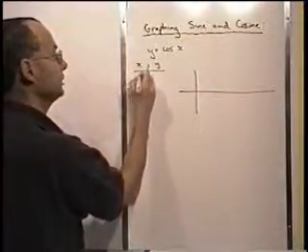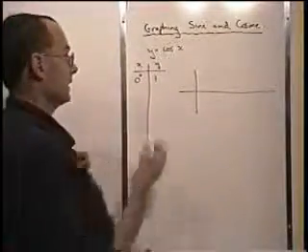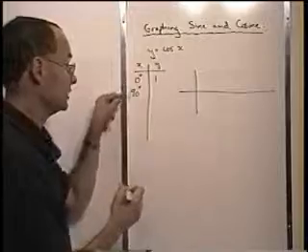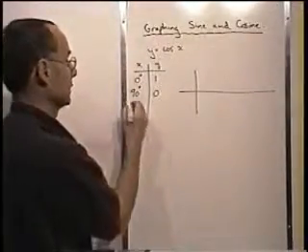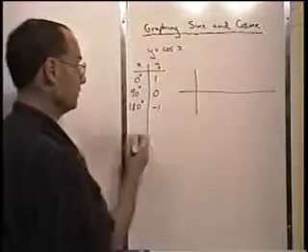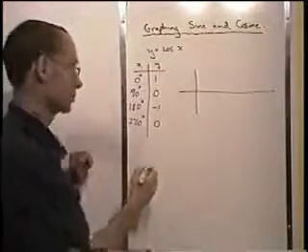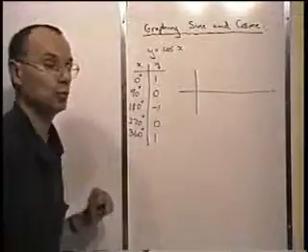Okay, well, 0 degrees corresponds to 1. 90 degrees, and again, you'll see I'm going by 90 degrees. These are the important points, corresponds to 0. 180 degrees corresponds to -1. 270 degrees corresponds to 0. 360 degrees corresponds to 1.